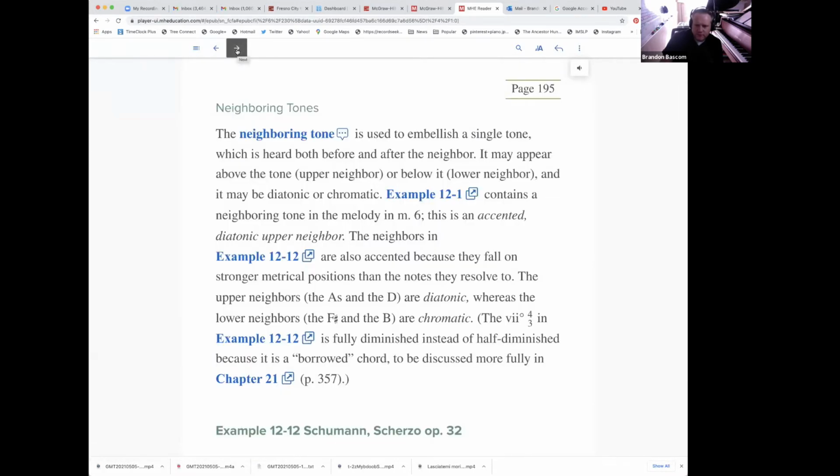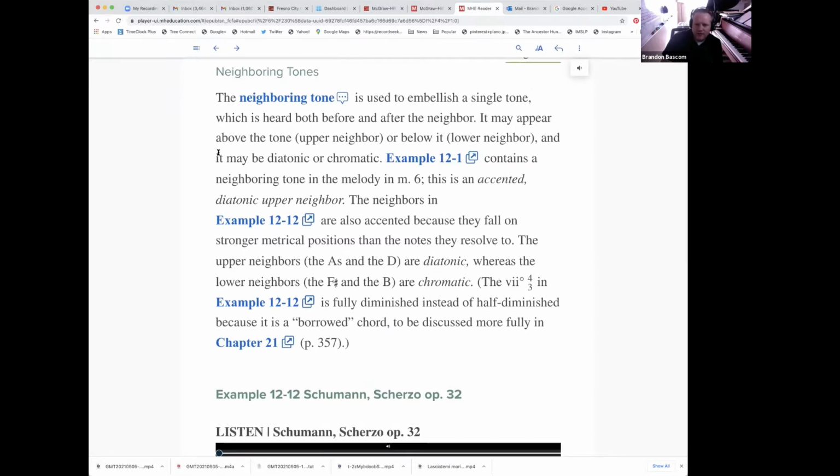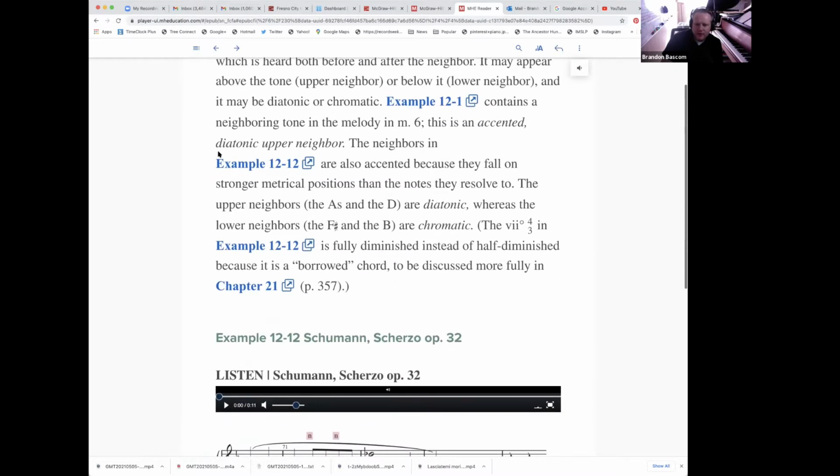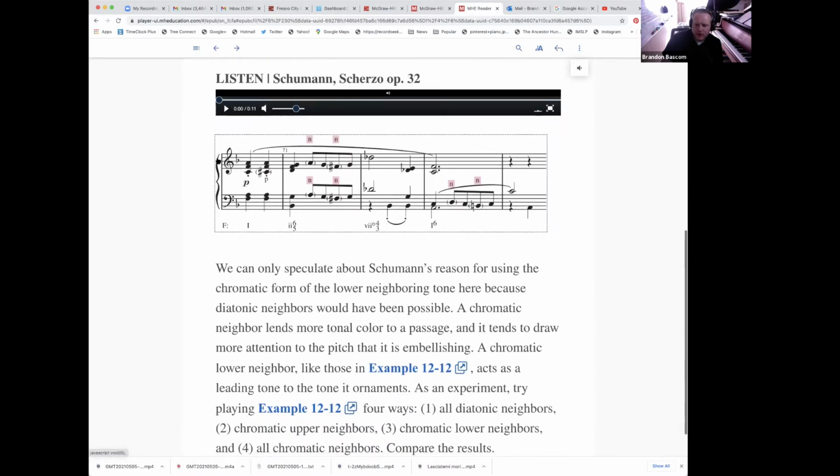Neighboring tone. Can be an upper or a lower. Can be accented. Do you remember The Good Musician? Do you remember that line? That was a horrible line.